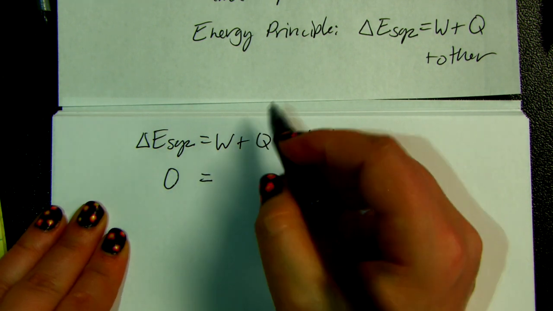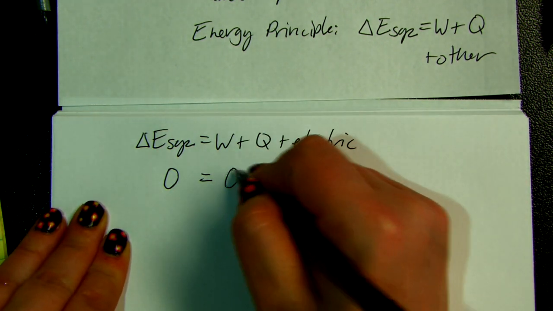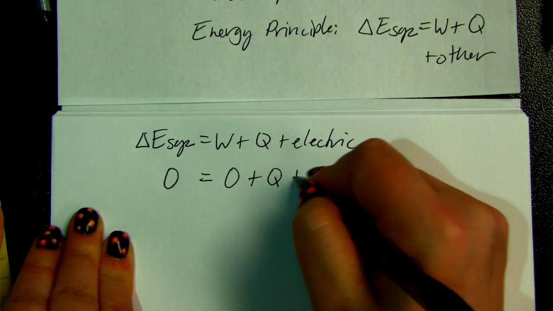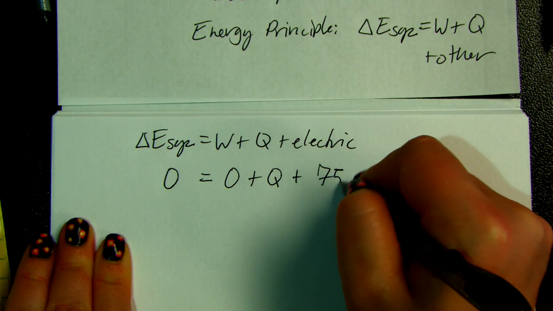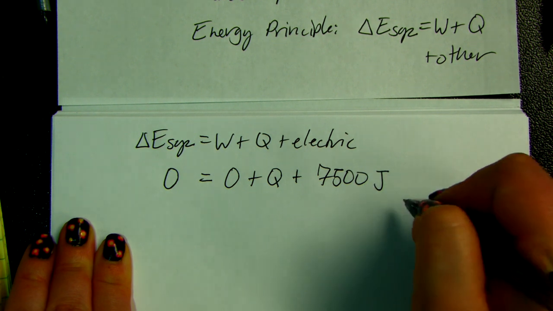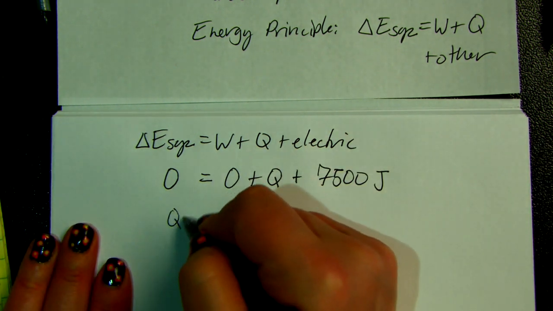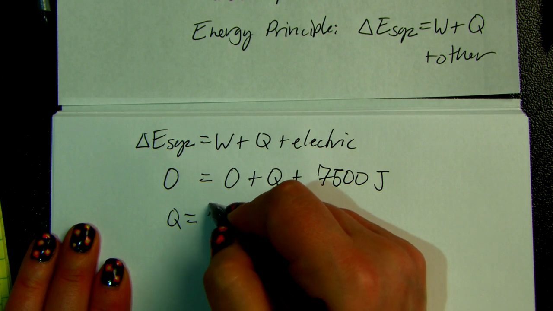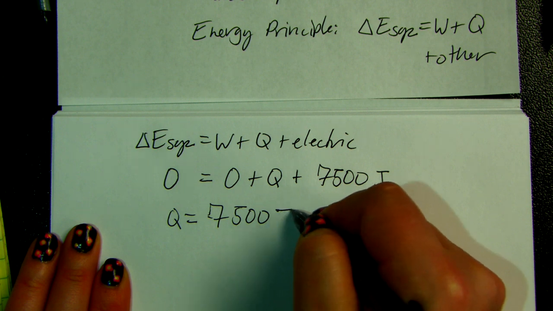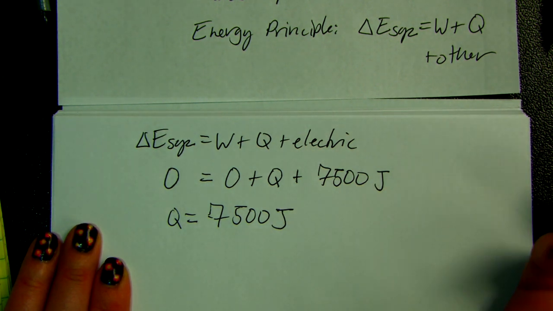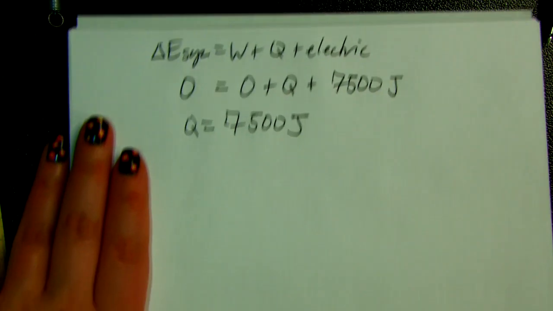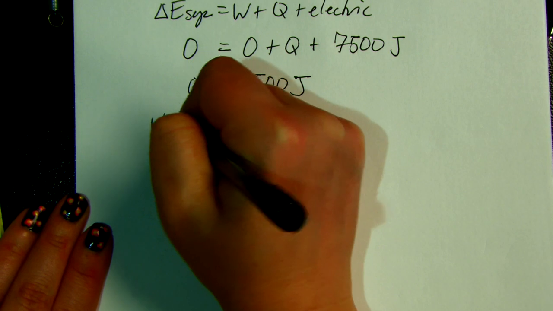0 is equal to 0, no work from the surroundings, plus Q plus 7,500 joules. So Q is equal to minus 7,500 joules. What comes in must go out. All of this is still just an application of the energy principle. And this is an example of a steady state.